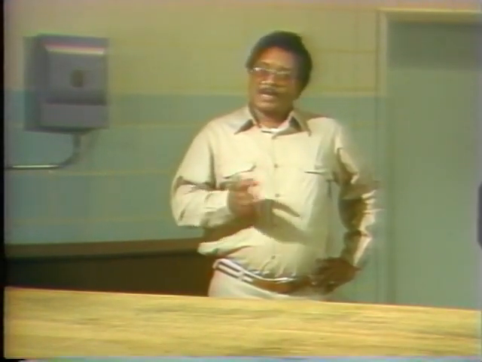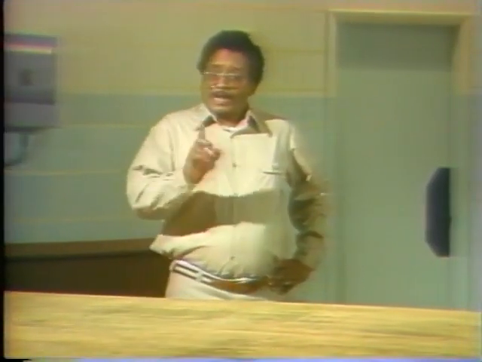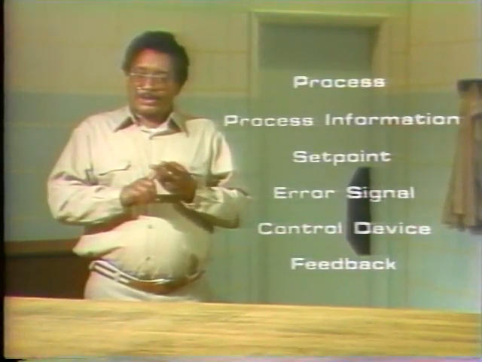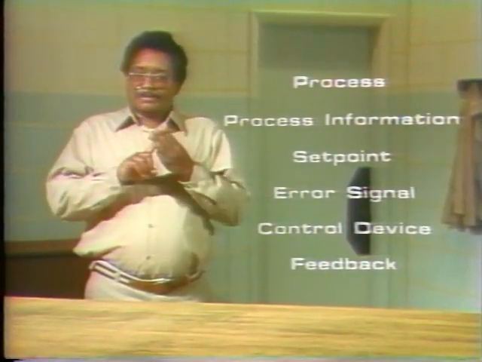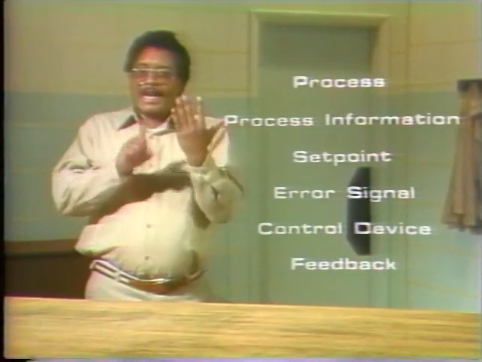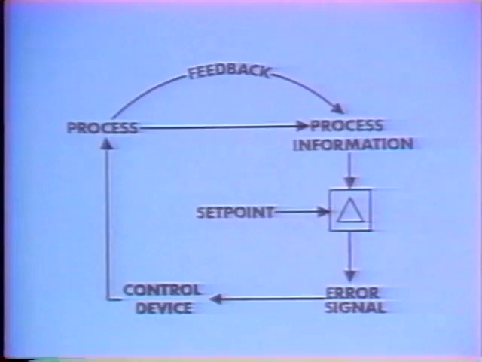Well, now that you know how simple manual and automatic systems work, let's look at the 6 essential elements of control. These elements are the process, process information, the set point, the error signal, the control device, and feedback. The 6 elements of control can be arranged in a simple diagram to show their interrelationships.